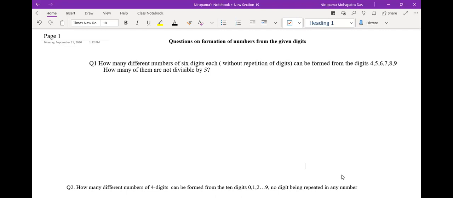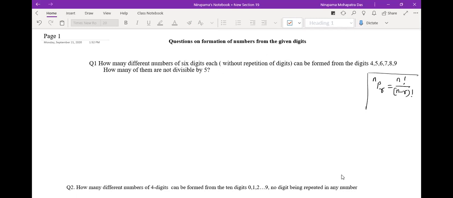We will consider some questions, and since you already are aware of the concept of permutation and combination, specifically in today's class we will be using permutations. The permutation of n different objects taken some or all at a time, we denote it by nPr, where r is less than or equal to n. That is given by factorial n divided by factorial n minus r. This thing we are already aware of. So let's begin with question number 1.